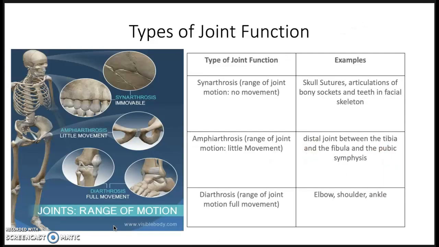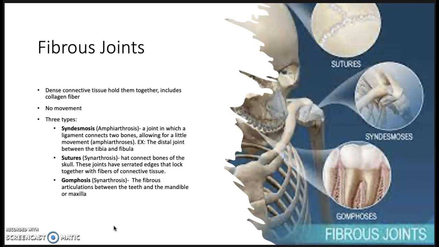There are different types of joint functions. The synarthrosis, you can find those in the skull sutures, articulations of bony sockets, and the teeth. In the facial skeleton, that's no movement. The amphiarthrosis, which is semi-movement, you can find them in the distal joint between the tibia and the fibula and the pubic symphysis. Then you have the diarthrosis, which is a range of full movement, which can be in the elbow, shoulder, and ankle.